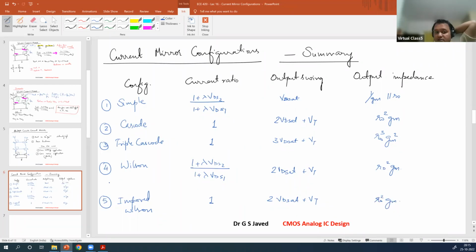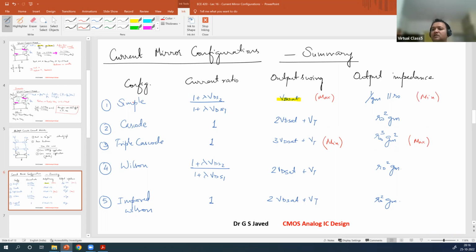Now, if you look at this, what do you learn from it? You learn that you can get maximum swing with only the simple cascode, but you will get minimum swing with triple cascode. Wherever you see the max and min, it is crossed in the gain and output impedance also. When there is minimum output swing, you have maximum output impedance, and vice versa.